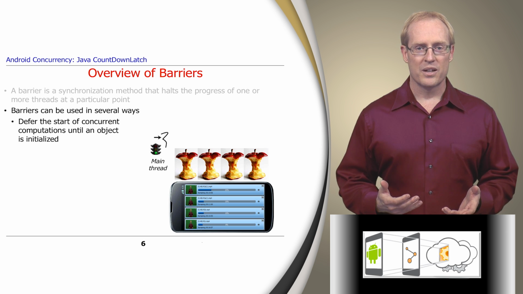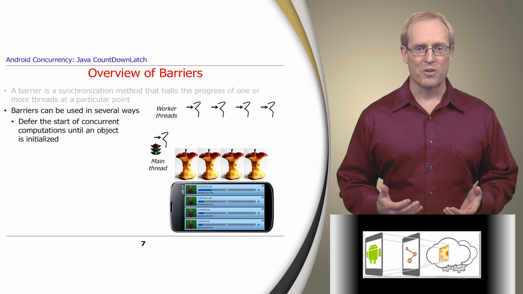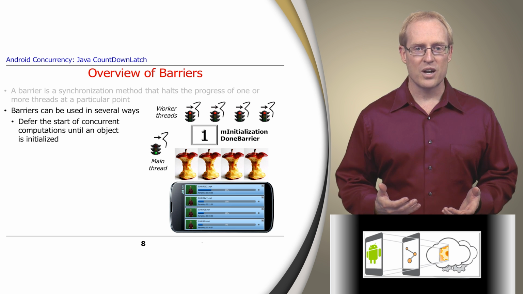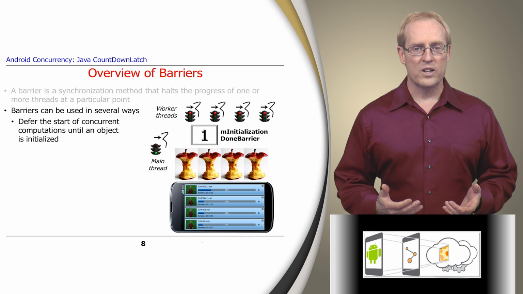For example, the main thread of an application that converts a video from AVCHD format into MP4 format might spawn 4 threads to run different parts of the conversion computations on different cores. An initialization done barrier, created with a count of 1, can be used to defer the start of these threads until the main thread has finished initializing its internal data structures. When initialization is finished, the main thread decrements the count to 0, and all the threads can begin their conversions concurrently.